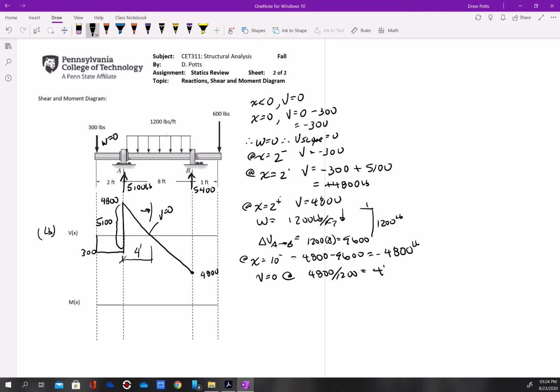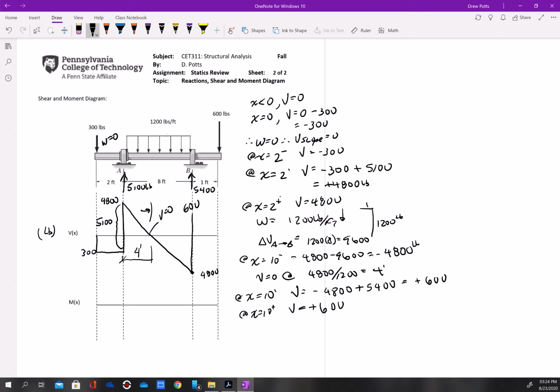Now, as we approach x equals 10, we have V equals a negative 4,800, but we have a reaction of 5,400. So we end up with a positive 600. So this shoots up to a positive 600. Okay. And at x equals 10 plus, still positive 600.